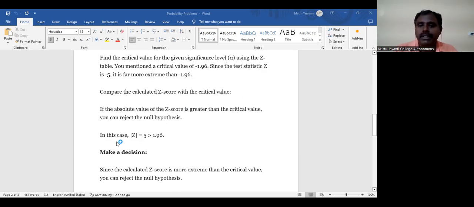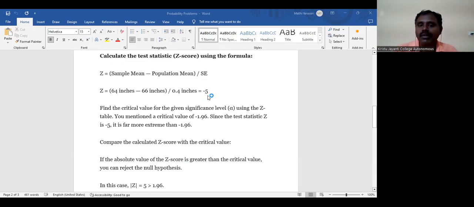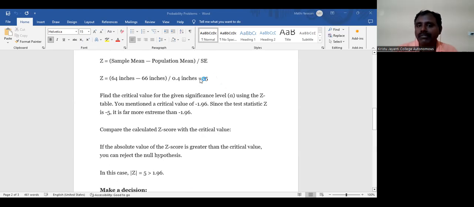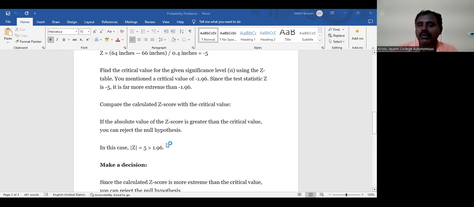Here you can see in this case the modulus of the Z value is 5. The modulus of the Z value we find, and that value you have to compare with the tabulated value. The calculated value we are getting is 5, and the table value is 1.96. So I compare 5 and 1.96. 5 is greater. So the calculated value is 5 and the tabulated value is 1.96.